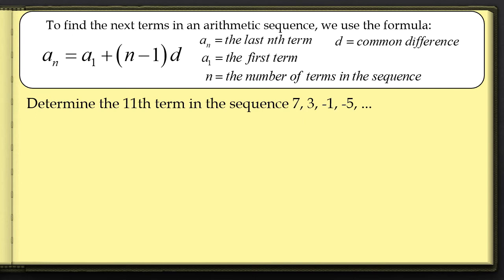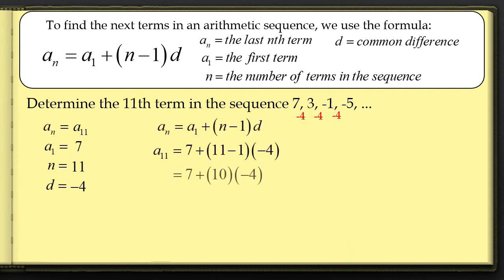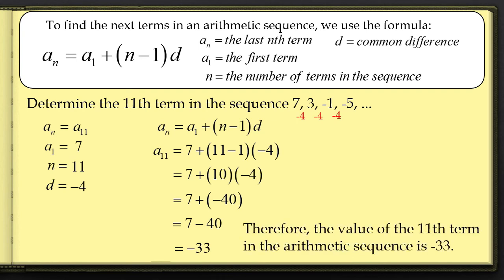For the next example, you can pause the video and try it yourself. We need to solve for the 11th term, so n is equal to 11. The first term is 7 and the common difference is negative 4. Tandaan, maging maingat sa pagkuha ng common difference. If it's negative, then it should be negative. By substituting, we will have this answer. Therefore, the value of the 11th term in the arithmetic sequence is negative 33.